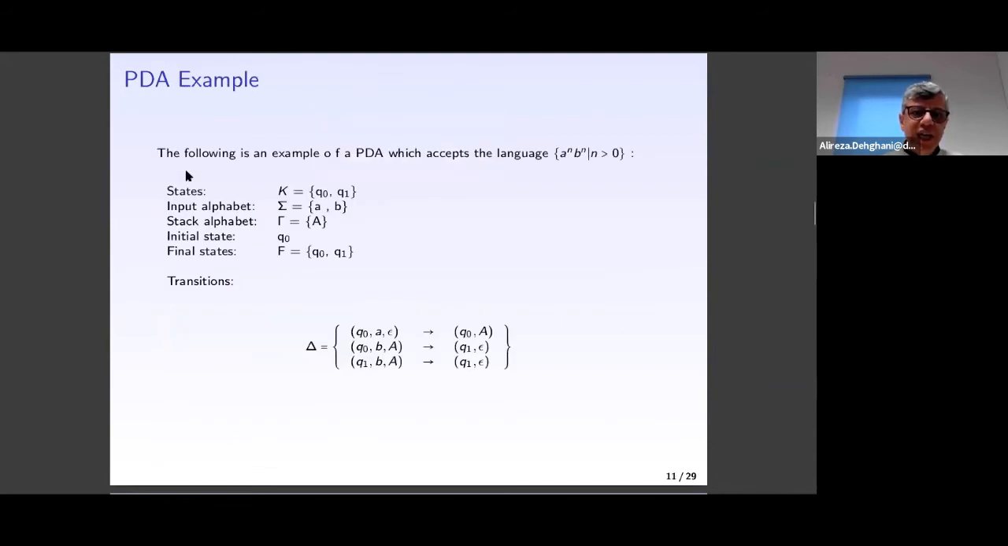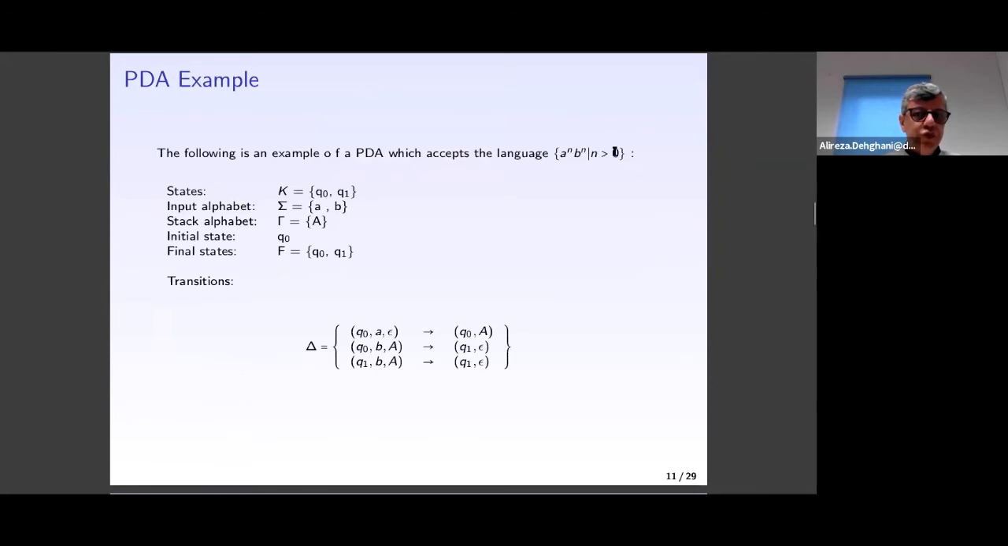Okay, so we can define a PDA using this set of things. If you remember, we used to do that for the finite automata too. For example, the following is an example of a PDA which accepts the language a^n b^n, n greater than 0. What does it mean? What kind of language is this? What sort of strings does this language generate?